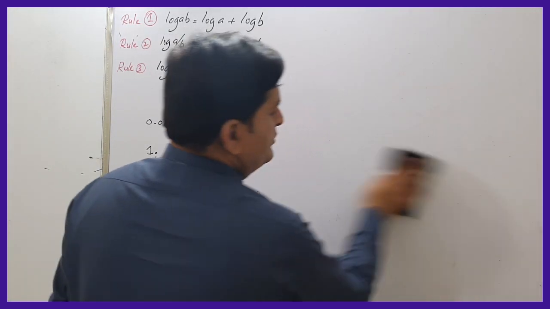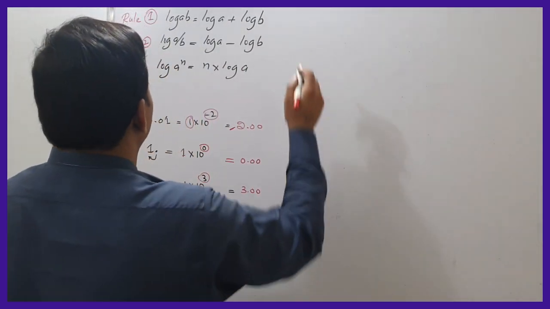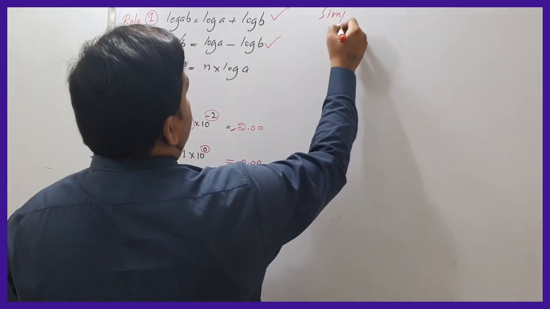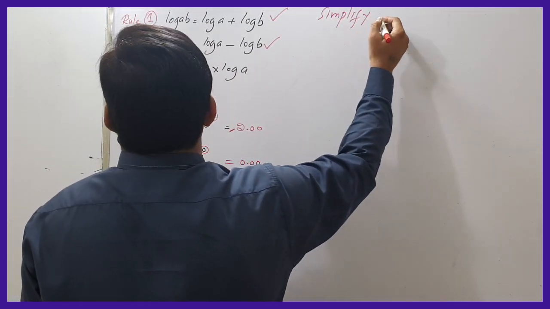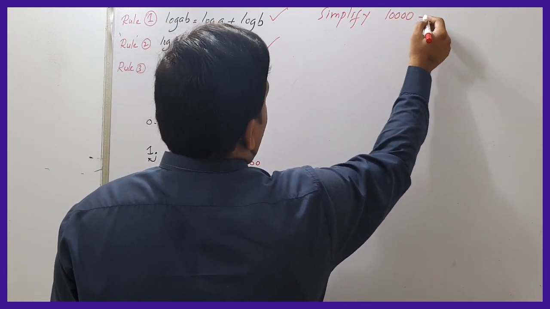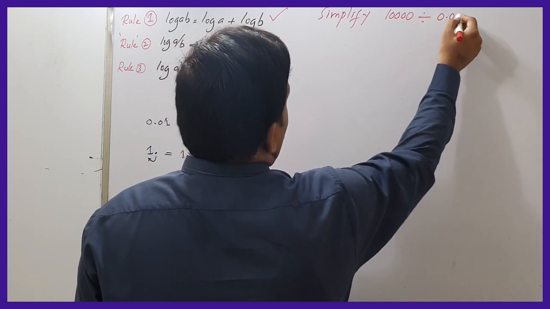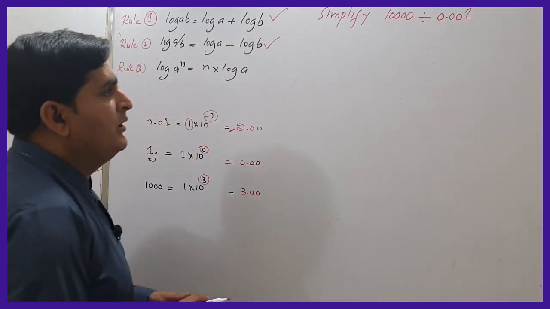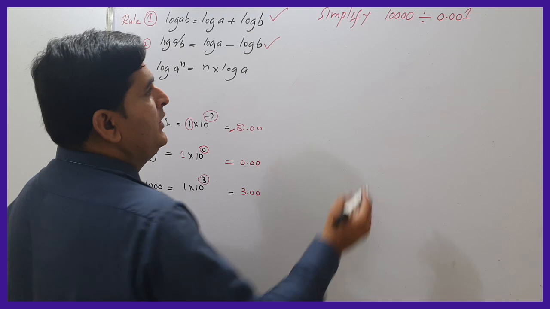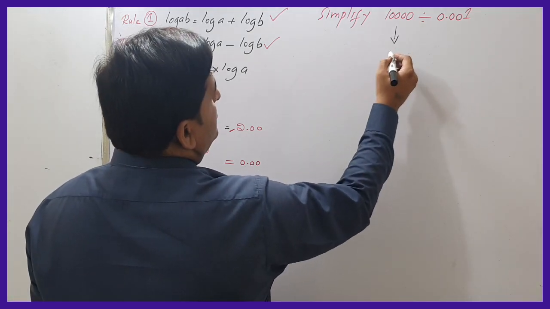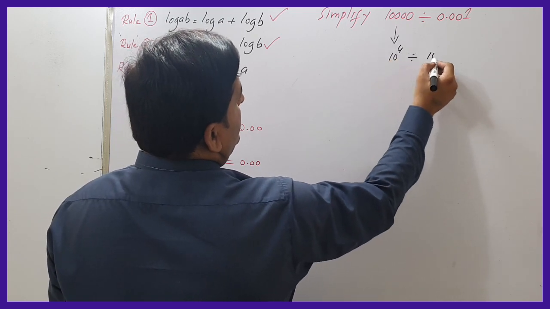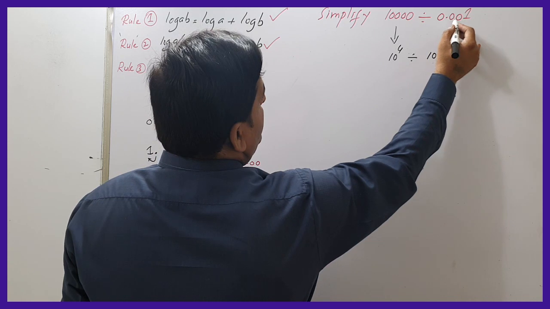For rule number 2, for example, simplify 10,000 divided by 0.01. First of all, we have to convert these numbers into scientific numbers. So we know that this is equal to 10 to power 4, divided by 10 to power minus 3.